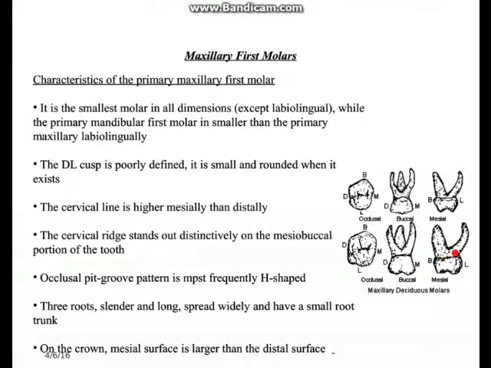3 roots, slender and long, spread widely, and have a small root trunk. Root trunk is usually from where the crown and the root communicate until the furcation area. So you can see in permanent teeth, it's usually longer, but in primary teeth, it's usually very short or non-existent. And the roots flare out, they're long, they're thin, but it's kind of the same concept of the permanent maxillary first molars. On the crown, mesial surface is larger than the distal surface. That's another thing to remember too. So the mesial part of the crown is way bigger than the distal part of the crown. Okay? Alright.